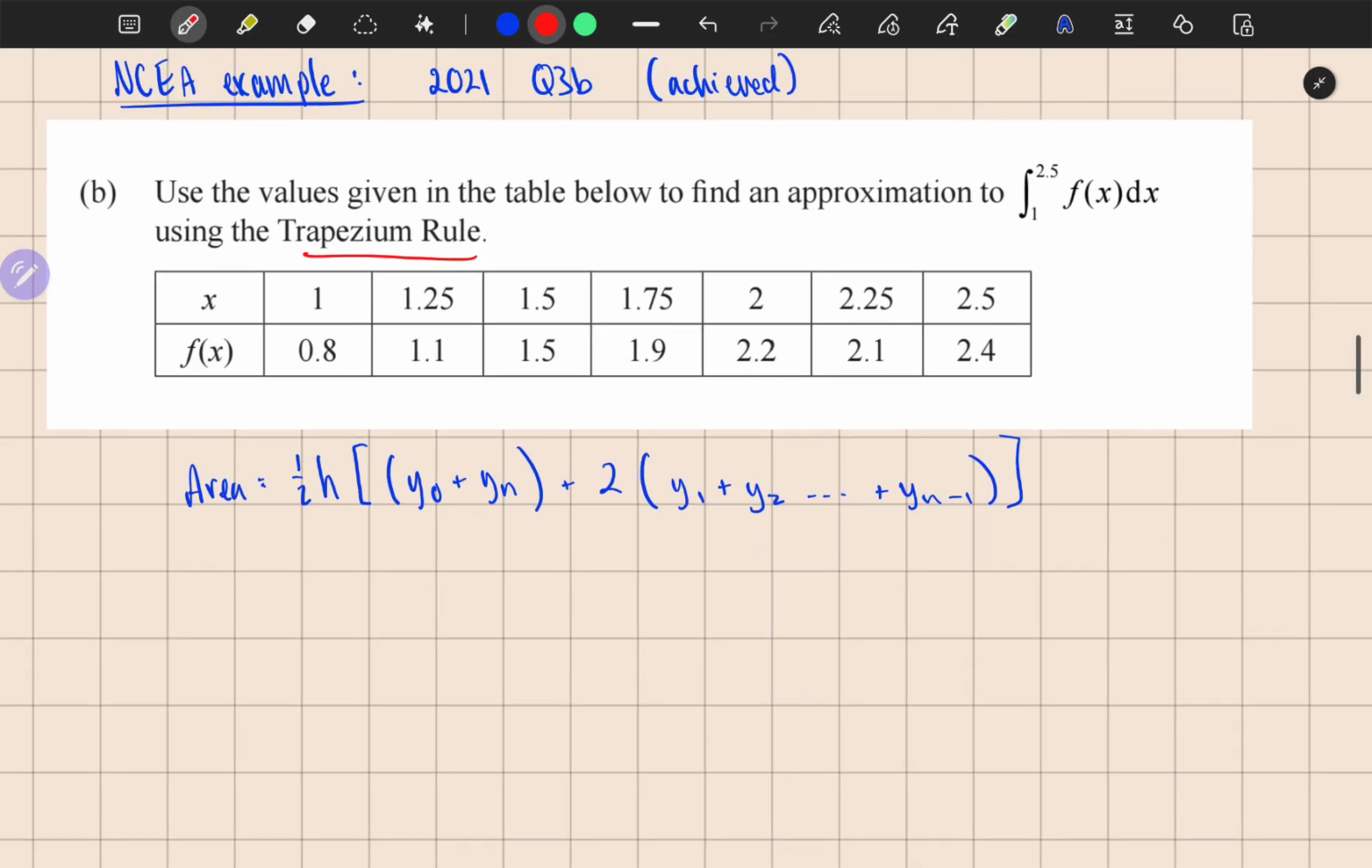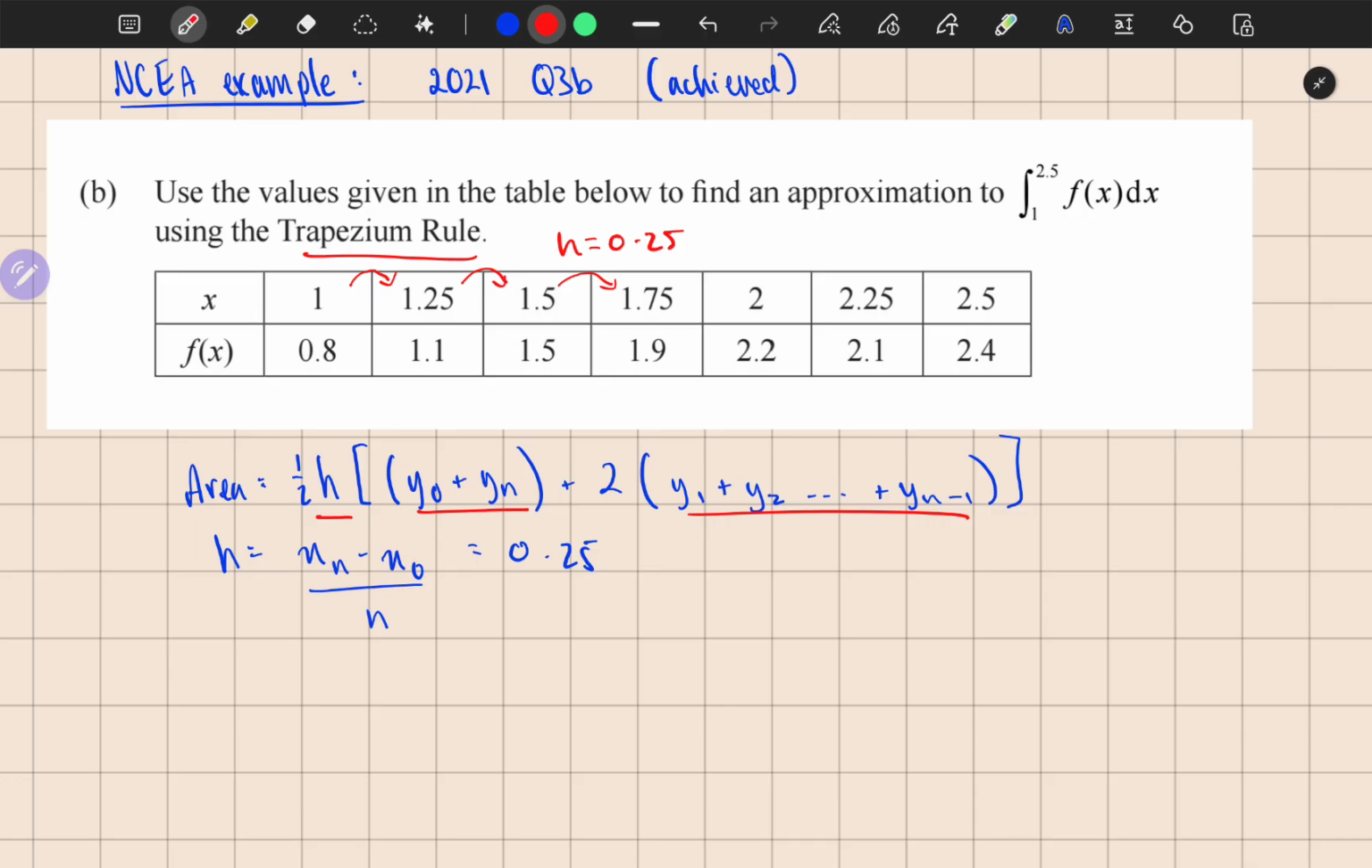So what we need to find out is the y values, all of them, and then also the regular interval distance, which is calculated by h equals the last value of x minus the first value of x divided by the number of intervals. Now, this is not necessary because you can see that the regular interval distance between the x values is always 0.25. So here you can immediately say that h is equal to 0.25. There's no need to calculate that. It's already been given to you.